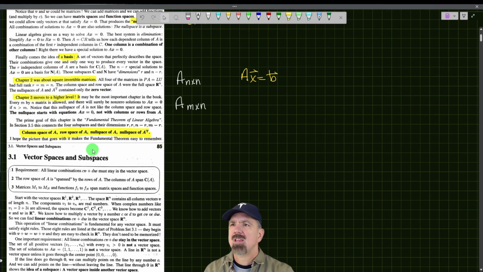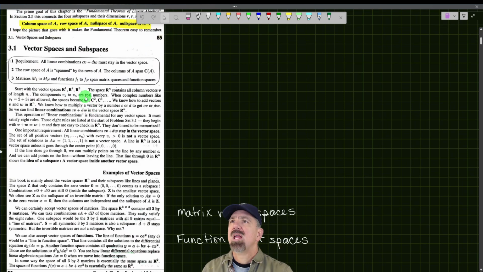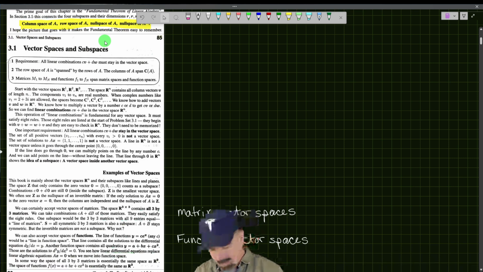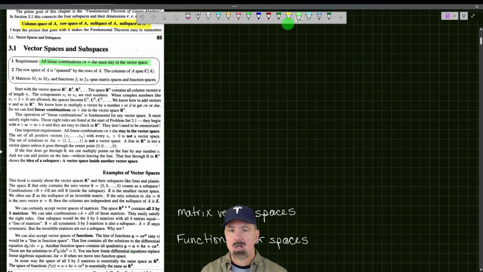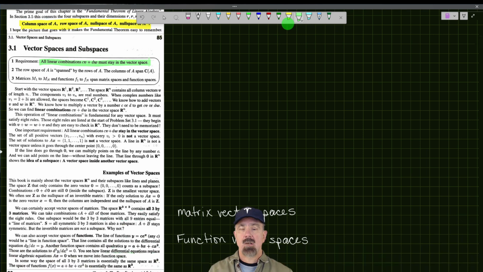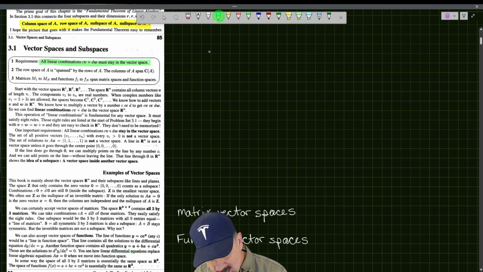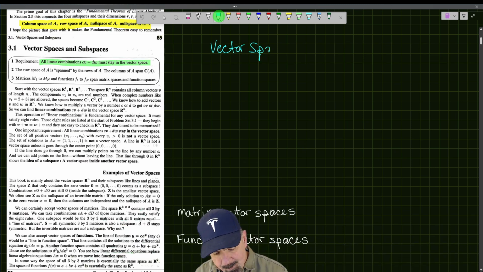So let's take a look then. We have vector spaces and subspaces. And right off the bat, he talks about one of the most important properties, which is all linear combinations of vectors are going to have to be inside of our vector space, which really begs the question. Let's back out for a second. Let's talk about vector space.